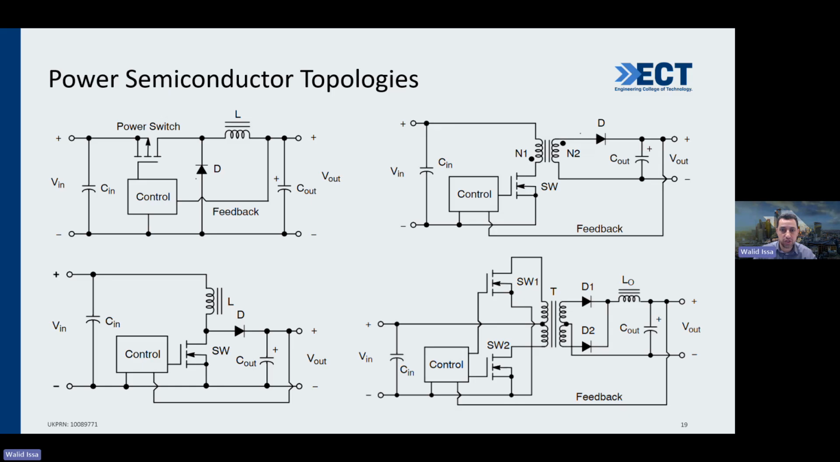You have to have this isolation. We can't use the buck converter for that. That's why we have to use a flyback converter. But a flyback converter is limited in power, maybe 100, 200 watt maximum, but not more. So we can't use this for electric vehicles.